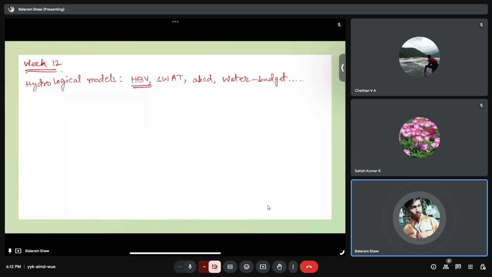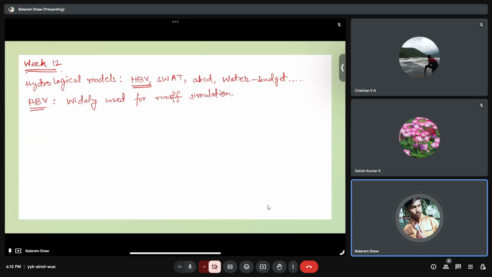HBV is widely used for runoff simulation. Why, or where, this HBV model is used: when we were discussing the hydrological models, remember we said that any model should be used with caution, depending on what application we are using it for. For that we need to know which kind of model we are using, because not all models are perfect. Every model has its own limitations and its own advantages. So based on that we should use that model in that application.